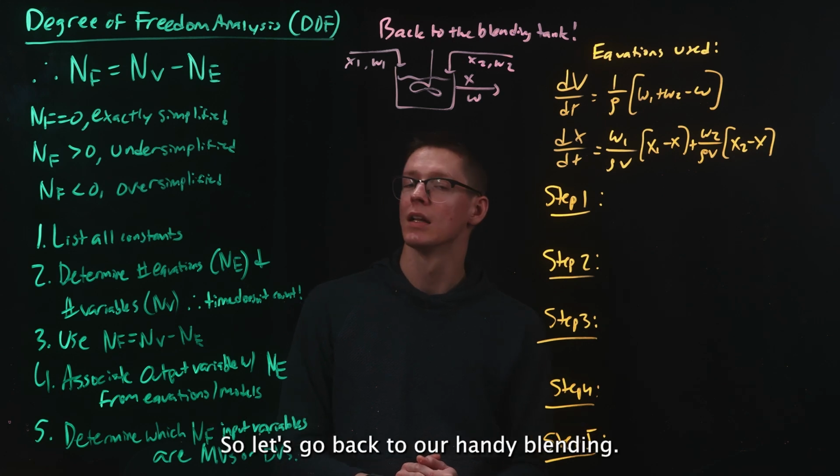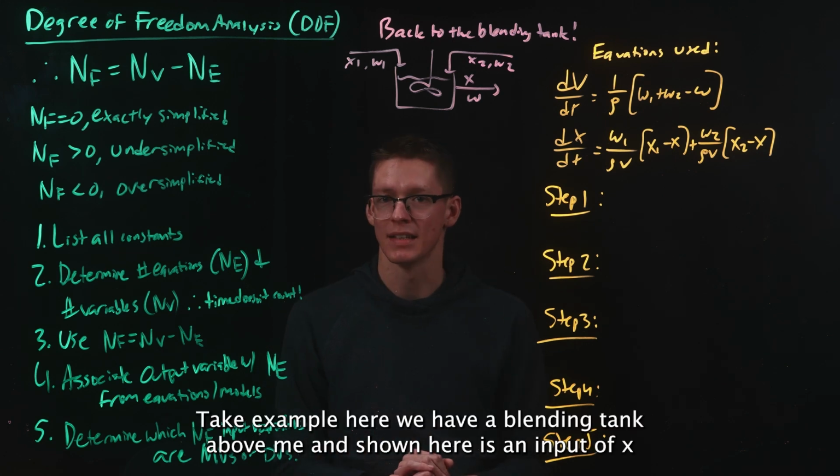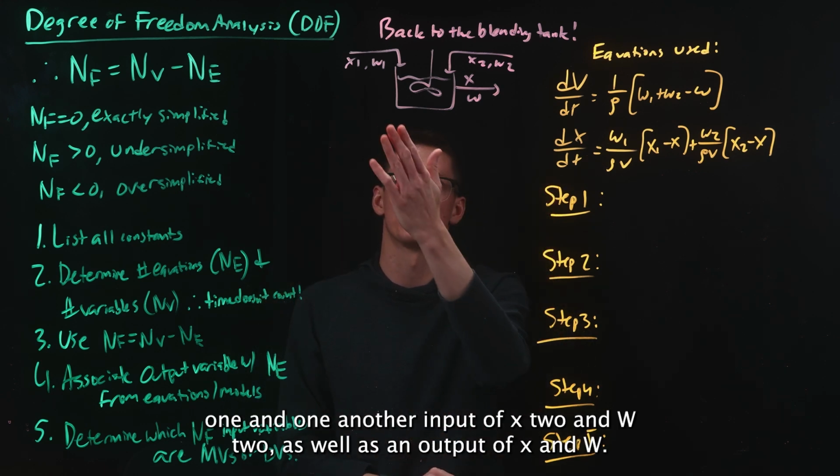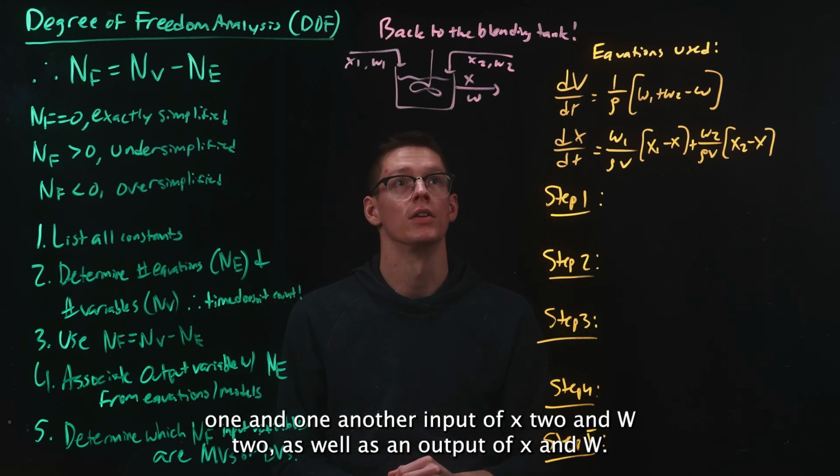So let's go back to our handy blending tank example here. We have a blending tank above me, and shown here is an input of X1 and W1, another input of X2 and W2, as well as an output of X and W.